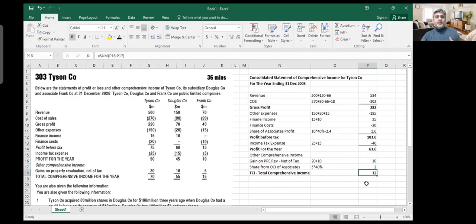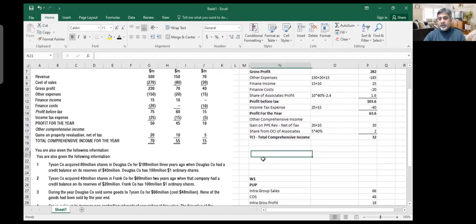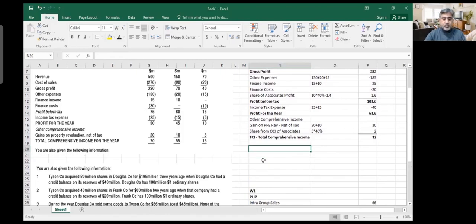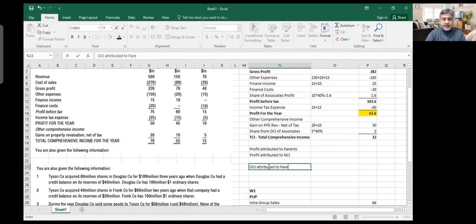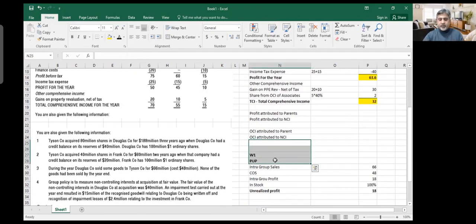And now we need to present how much of the 63.6 should go to the NCI and how much should go to the parent. This is a requirement that we have to show. We'll say profit attributed to parent and profit attributed to NCI. So this was 63.6, and I need to divide it between the parent and NCI. Then OCI attributed to parent, and OCI attributed to NCI. So I need to show separately how we are going to split this 32 million between the parent and the subsidiary. So two numbers we have to split: 63.6 and 32 million. If you've got any question, please ask me.